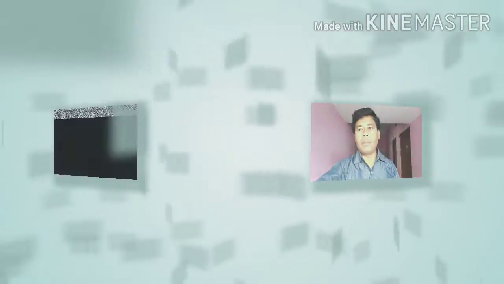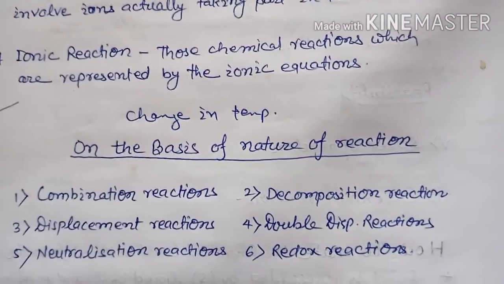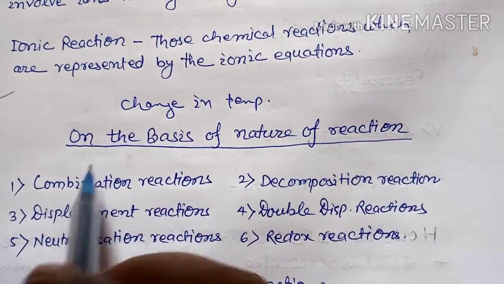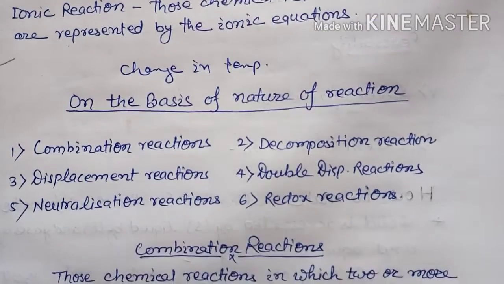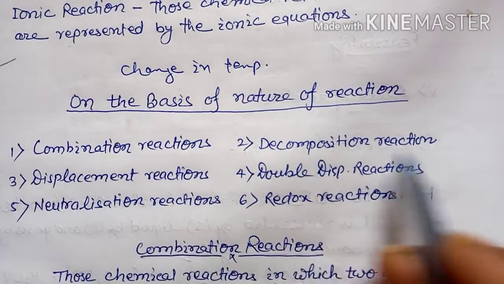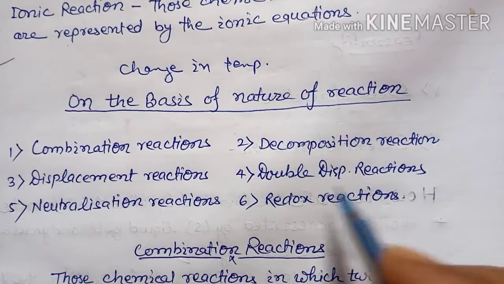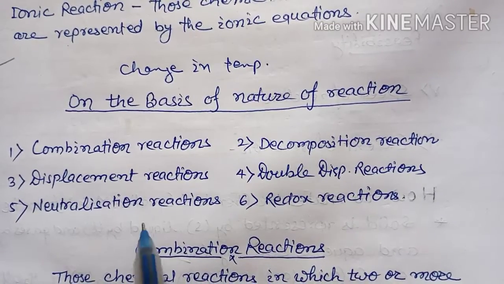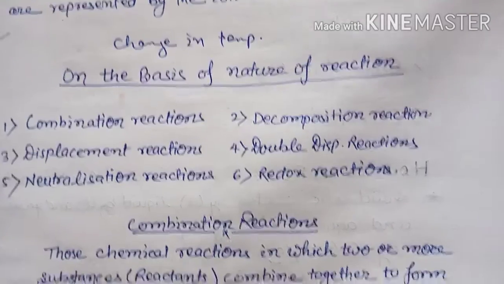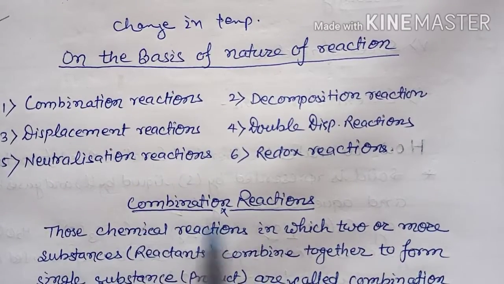Today, in this video, we'll discuss combination reactions and decomposition reactions with examples. On the basis of nature of reaction, chemical reactions are of 6 types: combination reactions, decomposition reactions, displacement reactions, double displacement reactions, neutralization reactions and redox reactions. So first of all, we'll discuss combination reactions.